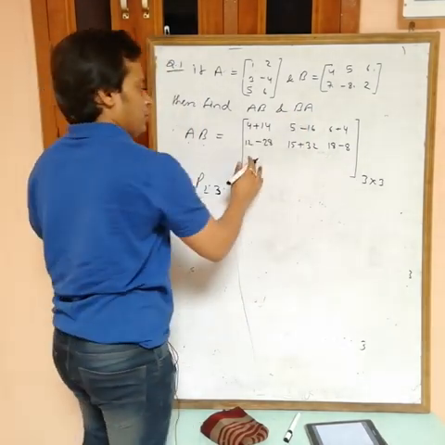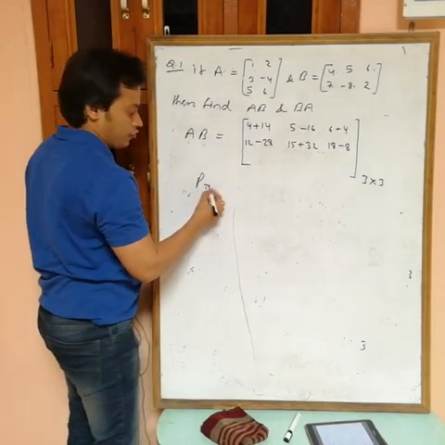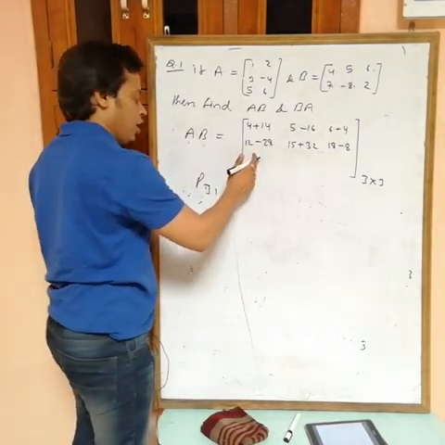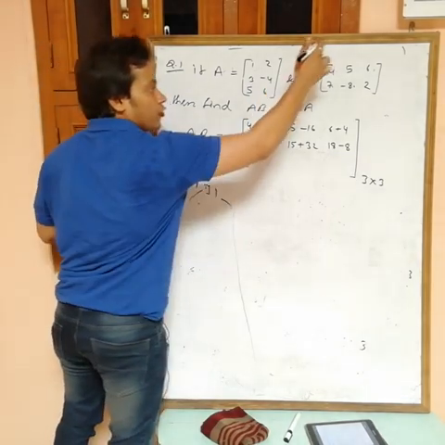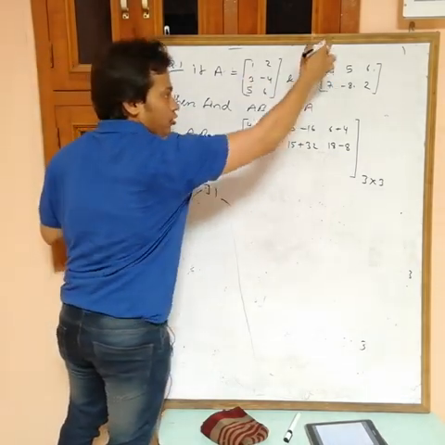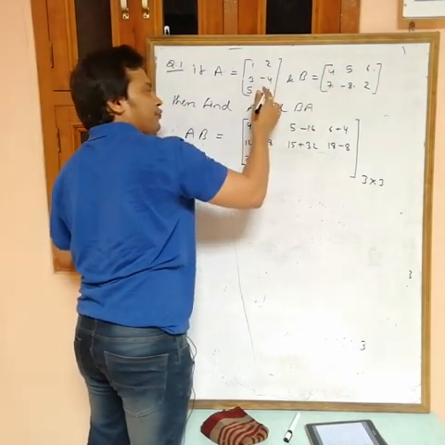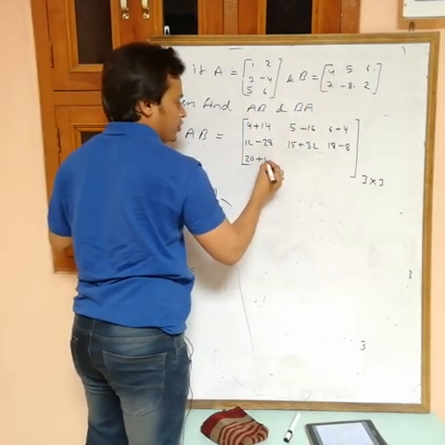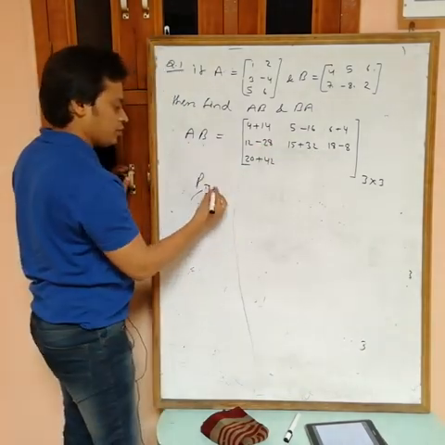Okay. Now this one is P31. Third row, first column na. How to get P31? Multiply the third row with the first column. So the corresponding element 20 plus 42.